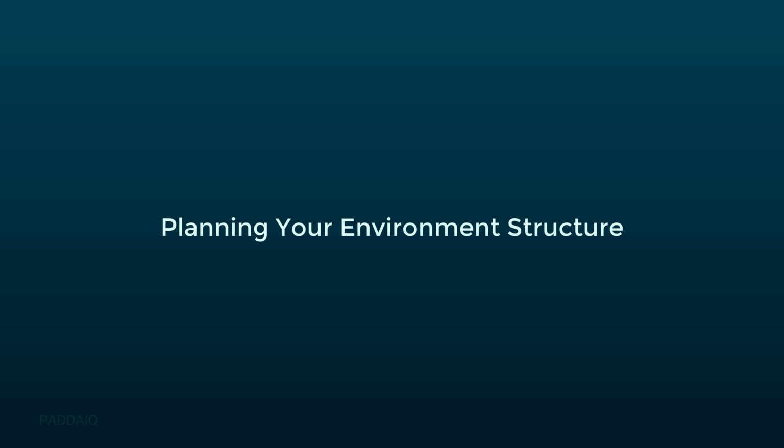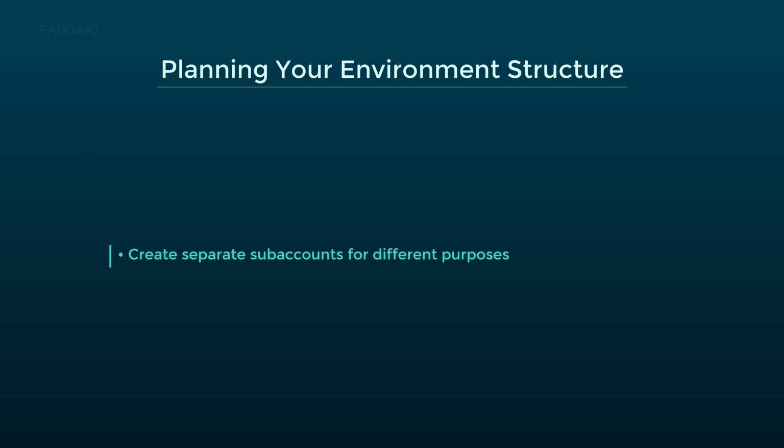Planning your environment structure. Create separate sub-accounts for different purposes. This means dividing your environment into distinct areas for specific tasks like development, testing, and production. For example, use one sub-account for developing a new app and another for running the final live version. This separation ensures cleaner management and reduces risks between environments.